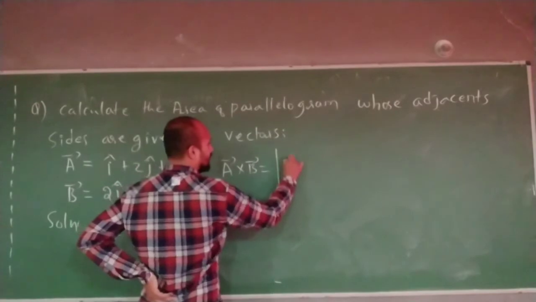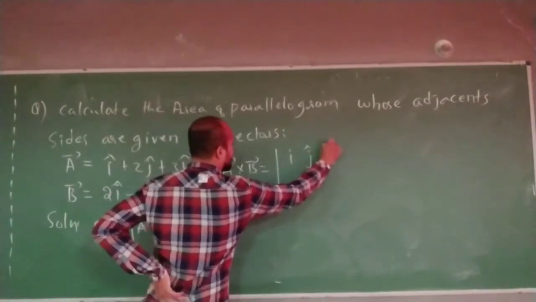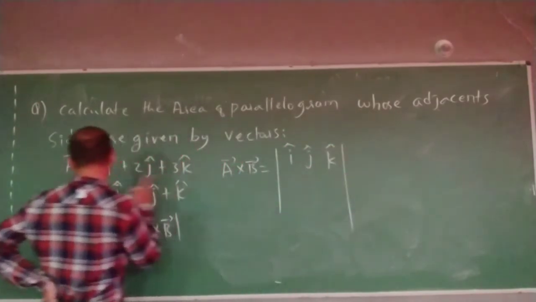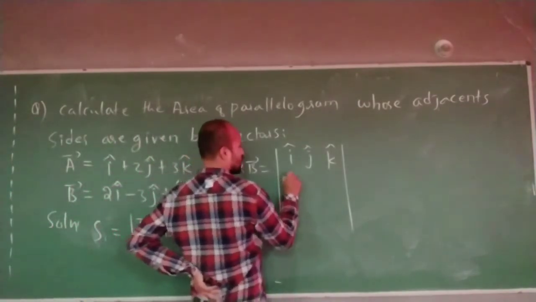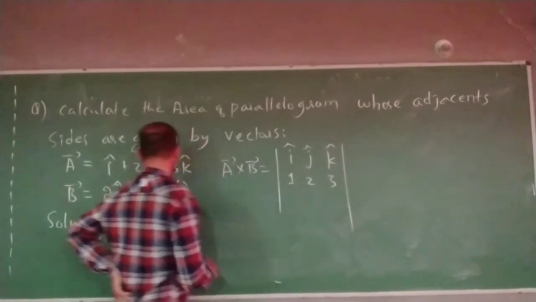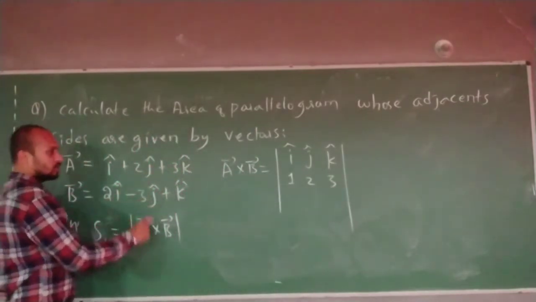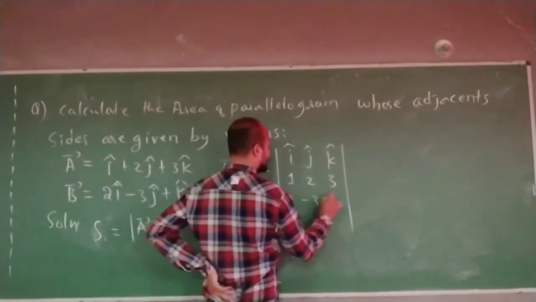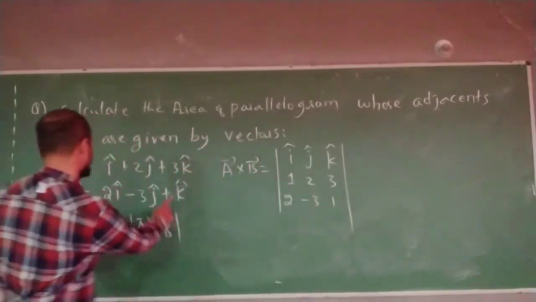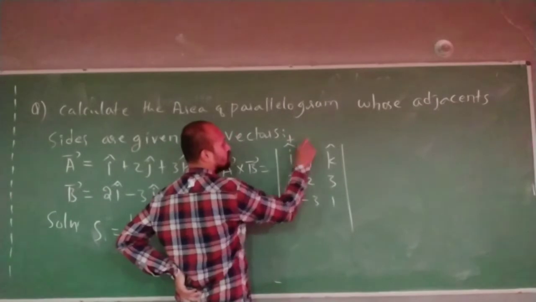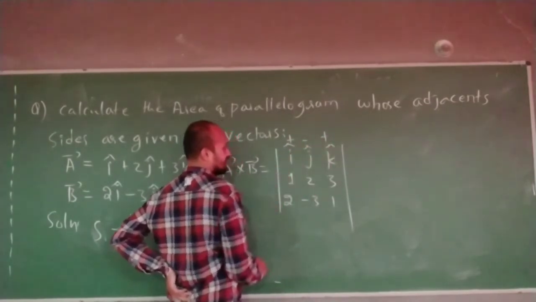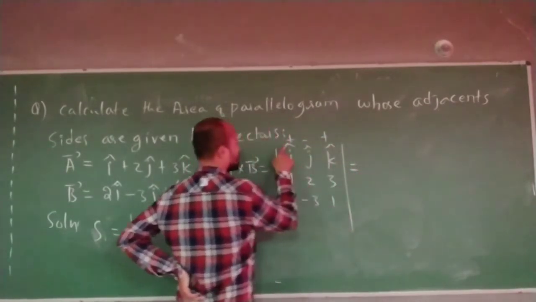A cross B, i, j, k cap first. Second, look at these terms. Coefficients for A are 1, 2, 3. For B, you take 2, minus 3, 1. Correct? Find it out. How to find? Assume this is plus sign, this is minus sign, this is plus sign. So this will be equal to how much?